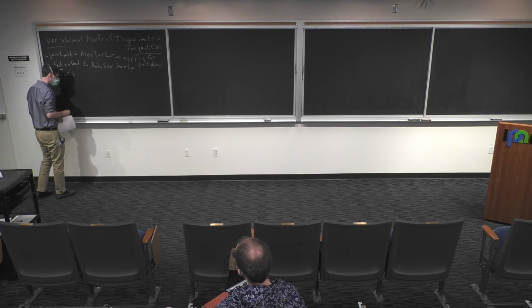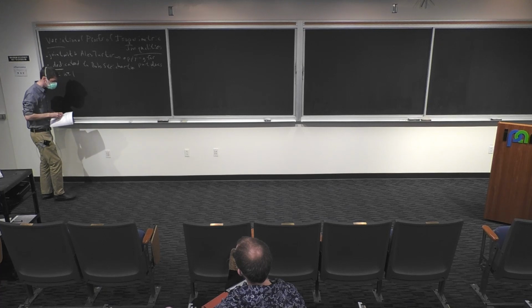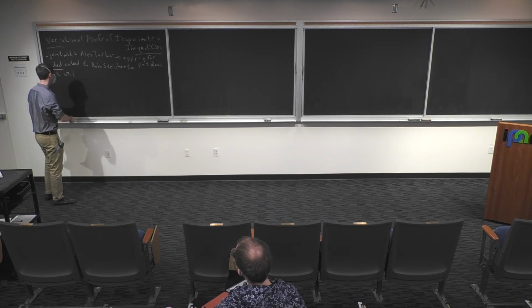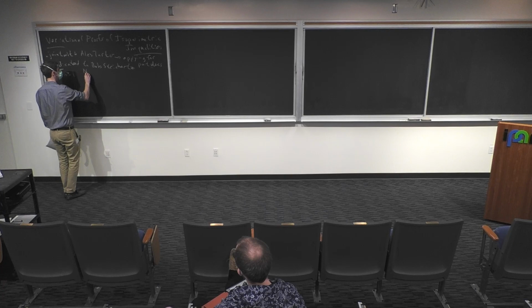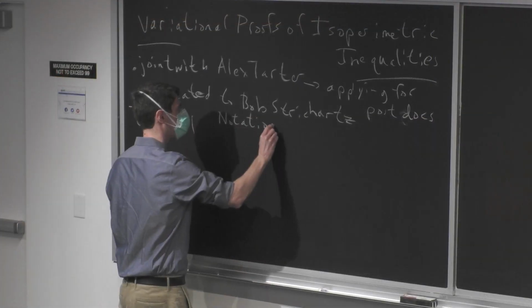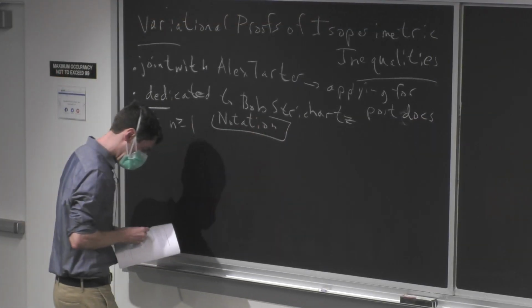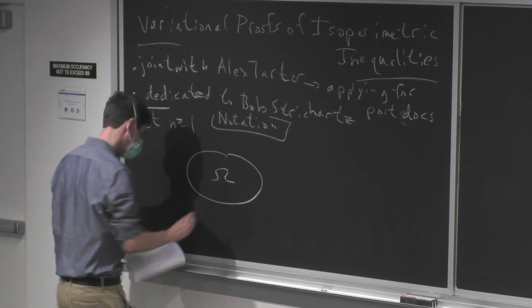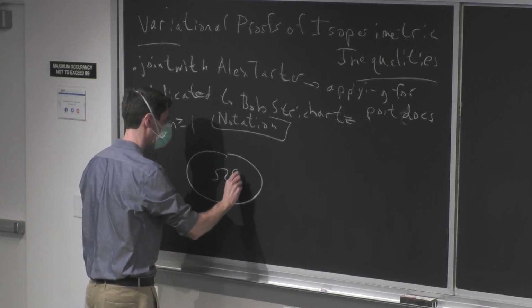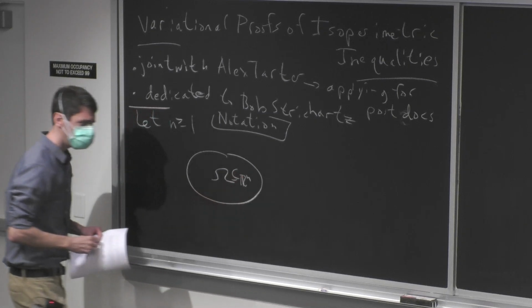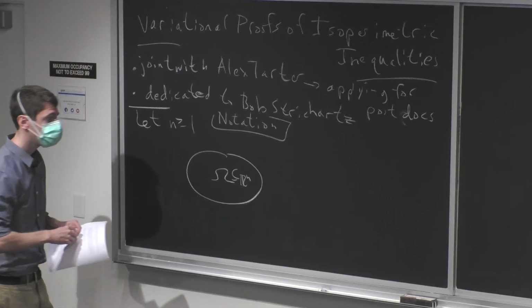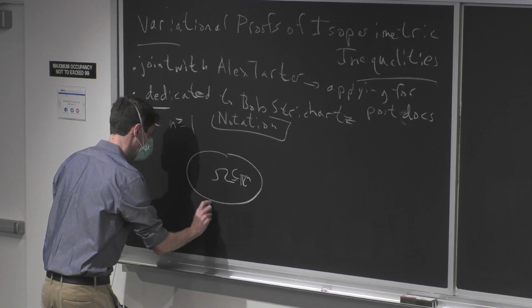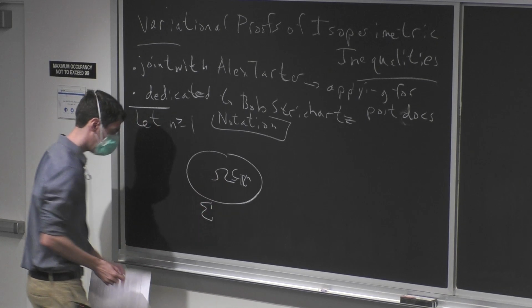started. So we're going to have n, which is a positive integer. I'll just get rid of the notation, I guess. So this whole page is going to be notation. So let's see. So we're going to have a set omega in, just take it to be an n-dimensional Euclidean space. We're going to let sigma be its boundary.